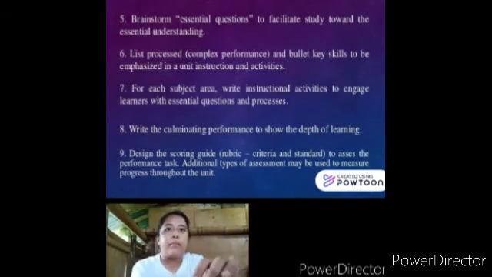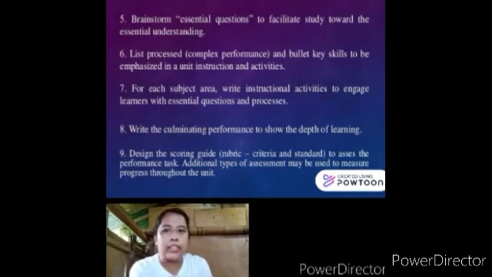Number 5, brainstorming essential questions, so the essential questions to facilitate study towards the essential understanding. And number 6, list process or a complex performance and bullet key skills to be emphasized in a unit instruction and activities. And number 8, write a culminating performance to show a depth of learner.